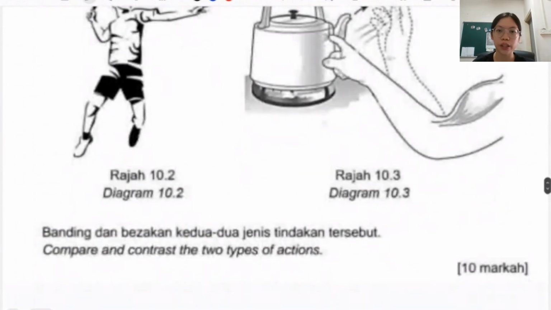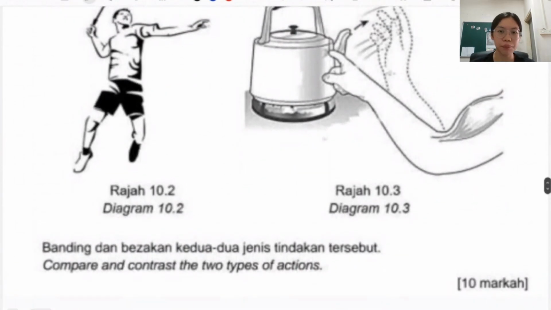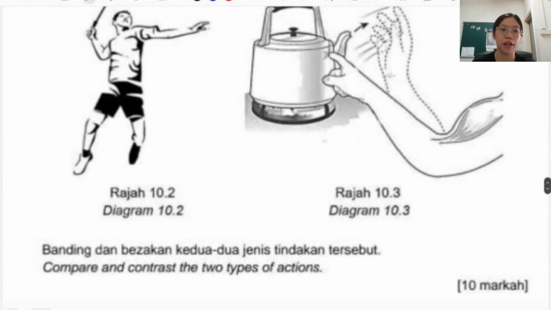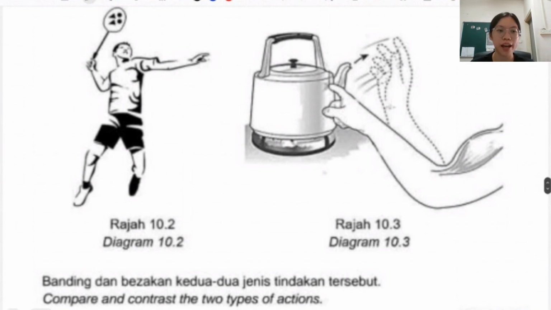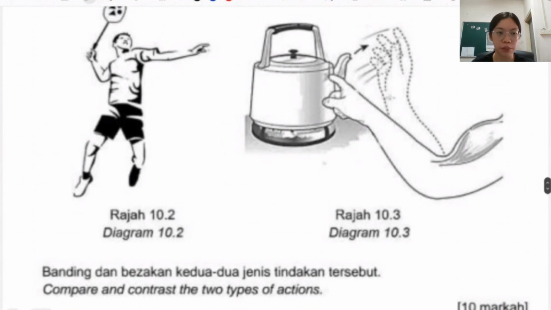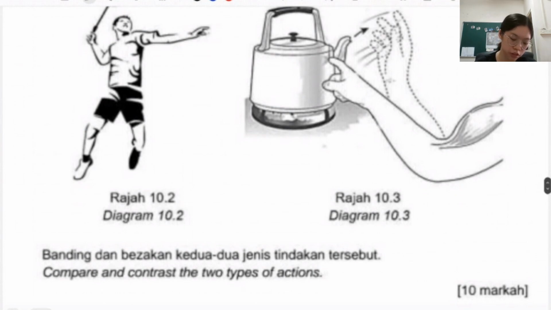So how are you going to compare and contrast between them? There are actually lots of things to compare and contrast. You can say both of them involve stimulus, right? And both also involve the transmission of impulse. So when you compare and contrast, remember to state the similarity first, and you only draw a table for the differences. For the differences, you write diagram 10.2 and then another column diagram 10.3. So what are you going to compare? First of all, you know one is voluntary, and the other one is involuntary.